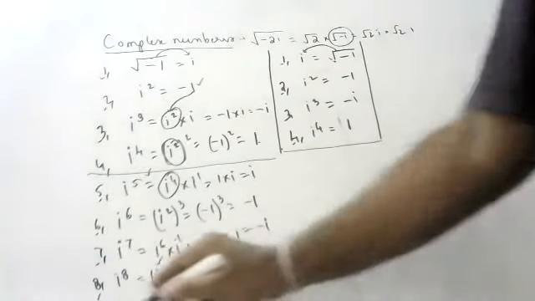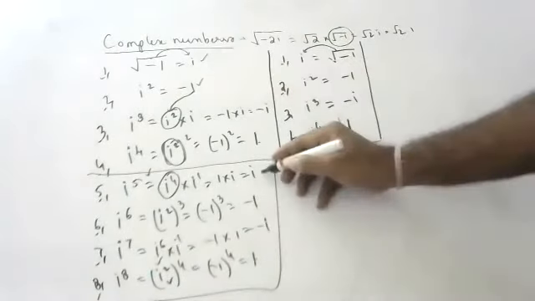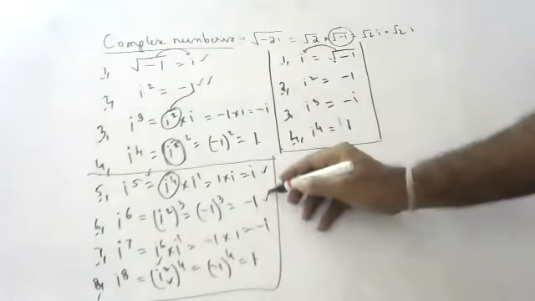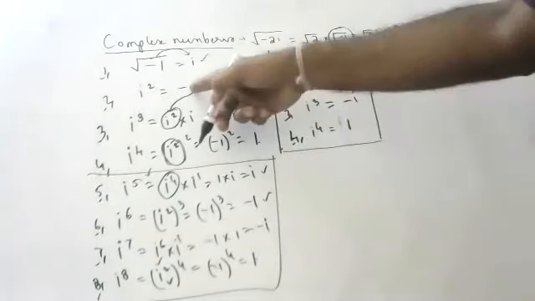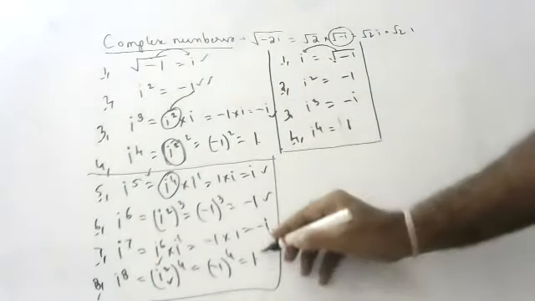Now slowly all of you see, children, why I did all these things. First one is i, again i. Second one is minus 1, again minus 1. Third one is minus i, here also minus i. Fourth one is 1, here also 1.